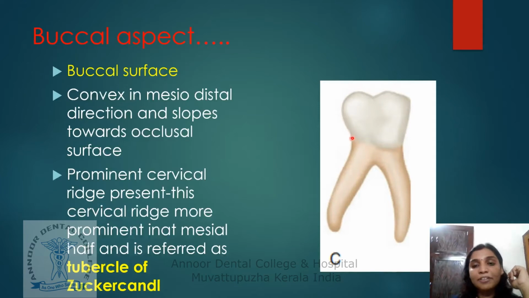Also, the buccal surface is convex in the mesiodistal direction and it slopes towards the occlusal surface. And there is a prominent cervical ridge running in the mesiodistal direction, and this cervical ridge is more prominent in the mesial half. The prominence of this cervical ridge in the mesial half is referred to as the tubercle of Zuckerkandl.